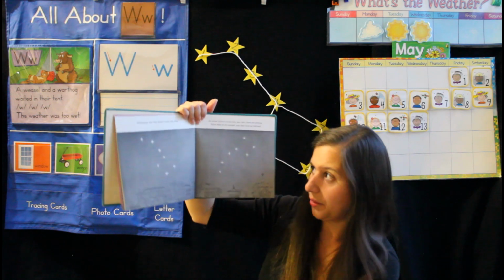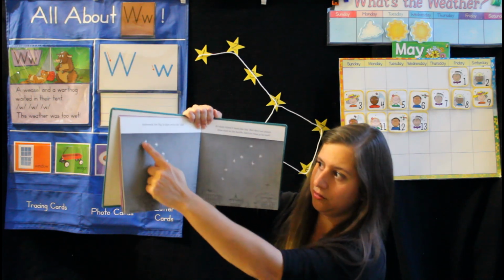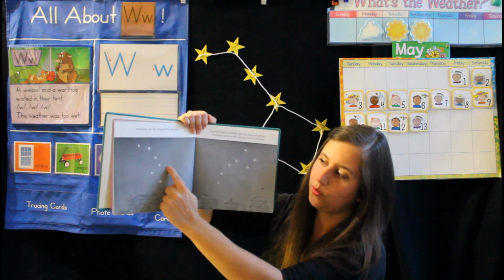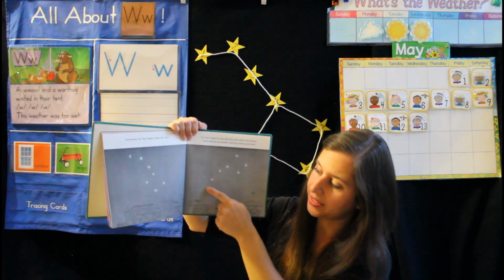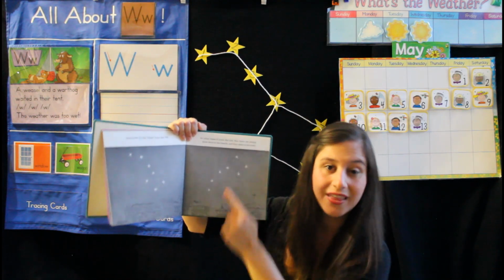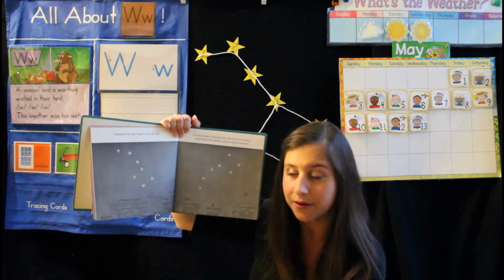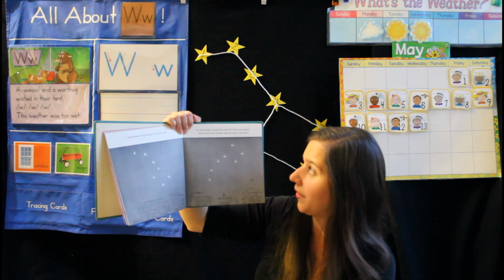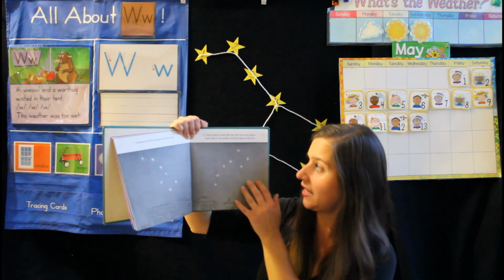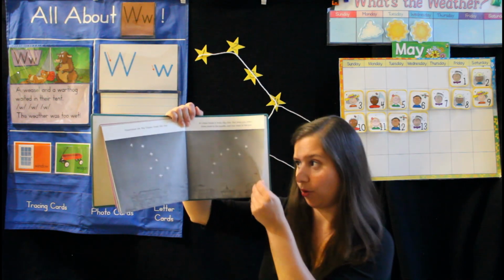Sometimes when I look up, the Big Dipper looks like this. So here's the handle and here's the bowl. But other times it looks like this. Here's the handle and then here's the bowl. That's because the earth is spinning around and moving around the sun. But there are always 3 stars in the handle and 4 stars in the bowl.